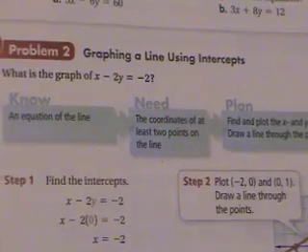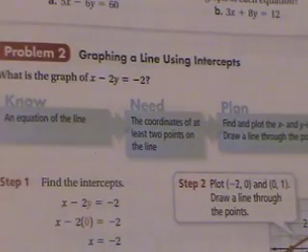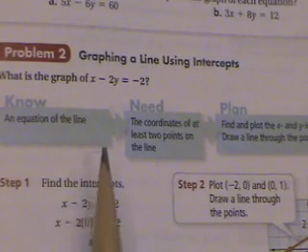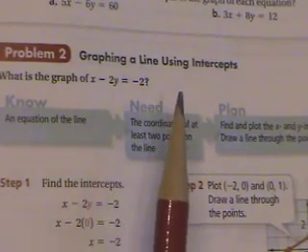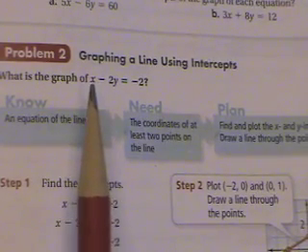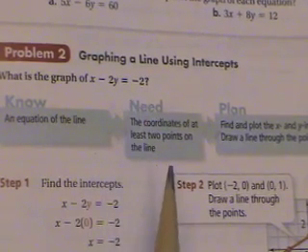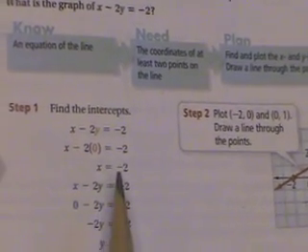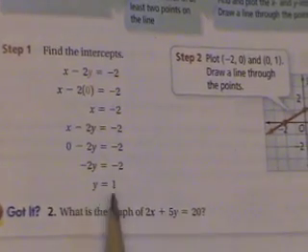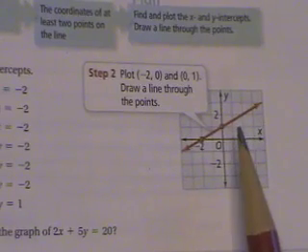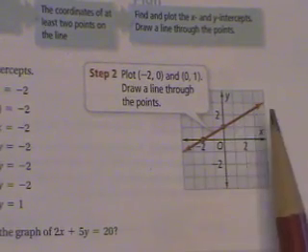So problem 2 adds the next step. You're going to find the intercepts and then you're going to graph the line. So here is your equation. It's still in standard form, just the coefficient of x would be 1. So x minus 2y equals negative 2. And first thing to do, find your x-intercept, find your y-intercept, then plot both of those. And because you have 2 points, you can now draw the line.